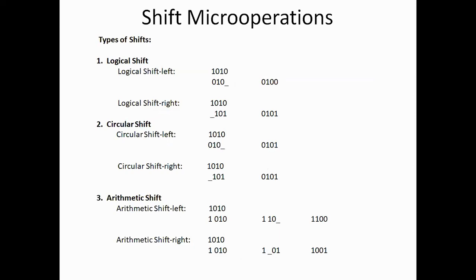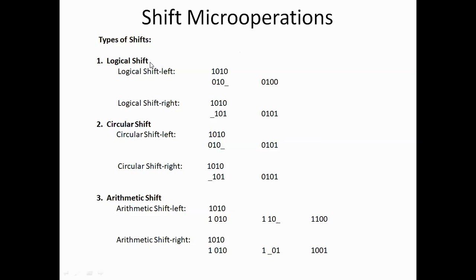Now let us have a look at shift microoperations. There are three types of shift microoperations that can be performed, three categories. One is the logical shift, another the circular shift, and the third is arithmetic shift.